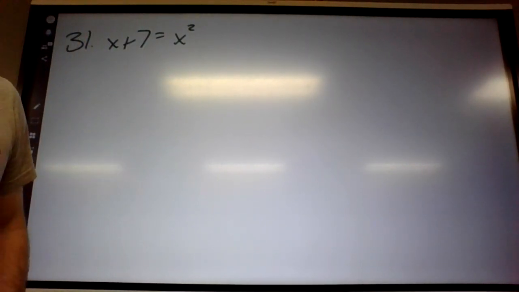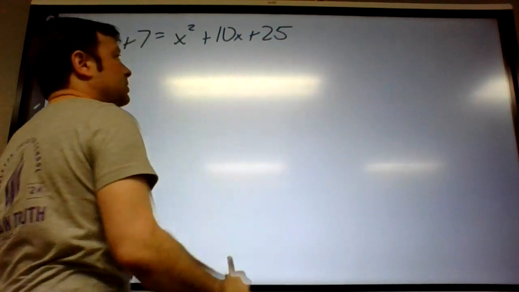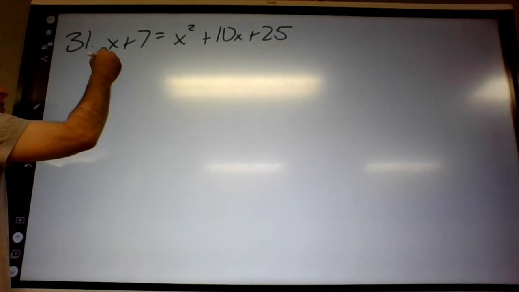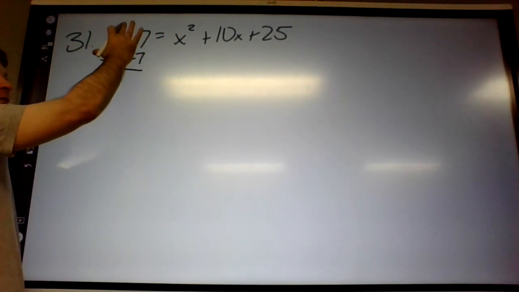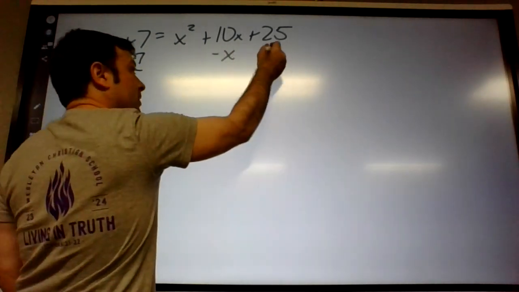X plus 7. X squared plus 10x plus 25. What do you guys think? What should we do on this one? Factor and then, nope. Subtract x. Right, you want to move everything to one side first. And then factor. Because if this is not equal to 0, then that factoring trick doesn't work, because you have to say what makes it equal to 0. So you have to have a 0 over there.